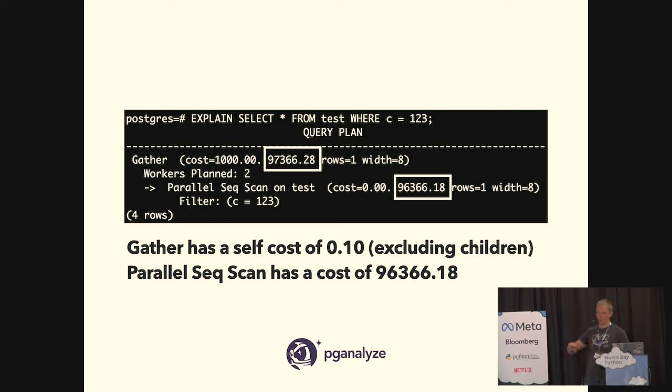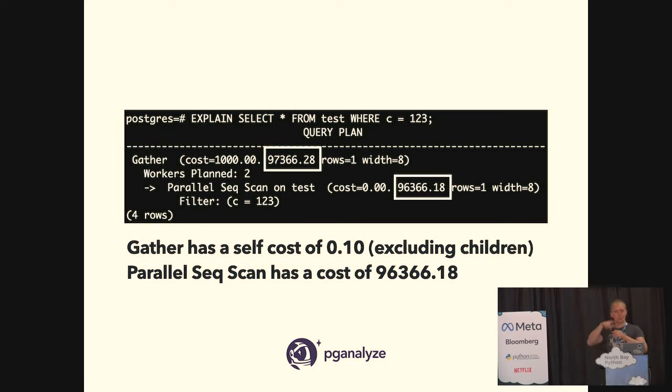Now, one thing to note here is that these numbers you see in these plans and these explain outputs include children. So it's a tree, and if you have the gather node here at the top, it says 97,366, and underneath it says 96,366.18. So there's a teeny tiny difference here, and so the top node is really cheap, but the sequential scan is really expensive.